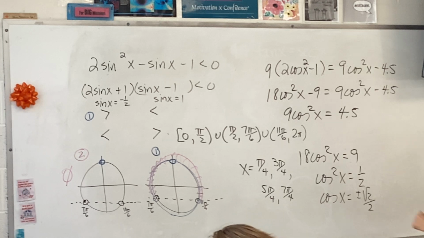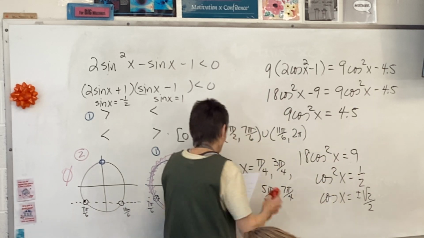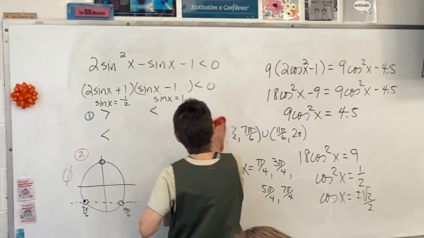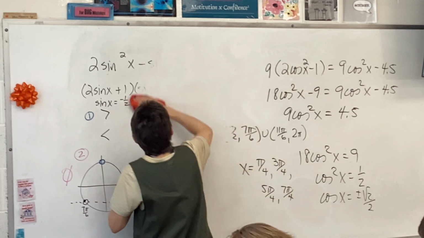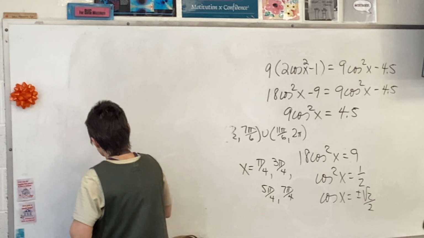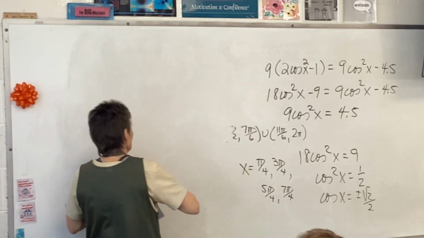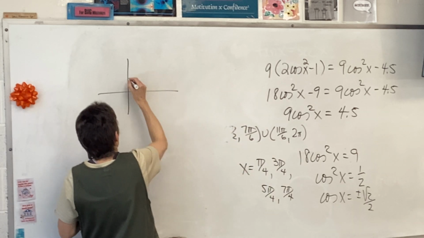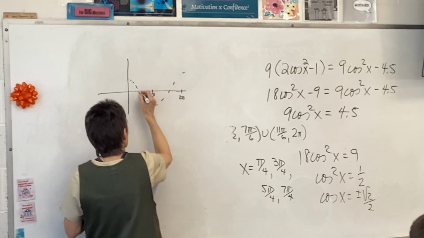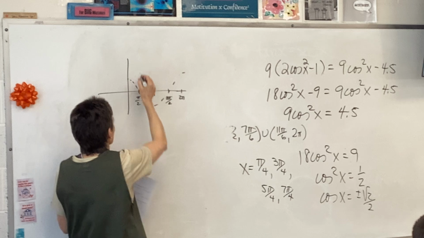Picking up where we left off, ready for number 17. Which of the following is a vertical asymptote of secant 1/2 x? Now, you can do this in a couple of different ways. One way that I like to do it is, I like to sketch my secant. This is for the regular secant.